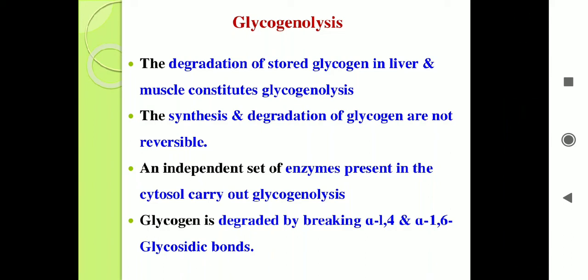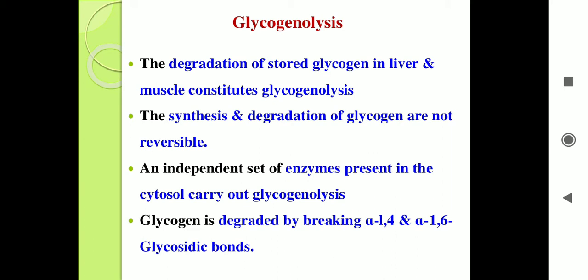So today we will see about the glycogenolysis pathway, right? In the last few lectures we had a discussion on carbohydrate metabolism, in which we have done the glycolysis pathway and glycogenesis also, right? So today, glycogenolysis. Okay, so it is the degradation of stored glycogen, which is stored in our liver and muscle.